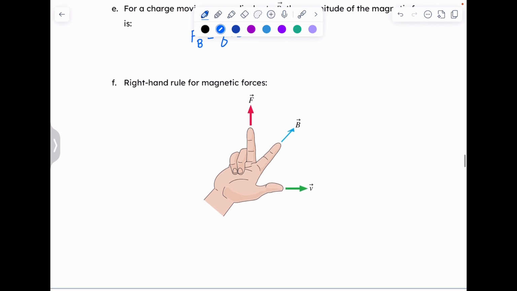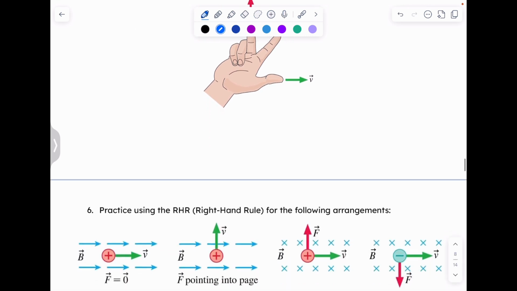And here is our right-hand rule. We stick our thumb in the direction of velocity, we stick our index finger in the direction of the magnetic field, and then your middle finger is the force. The right-hand rule works for a positive moving charge. With a negative charge, you use the right-hand rule, figure out the direction of the force, and then flip that direction for a moving negative charge.